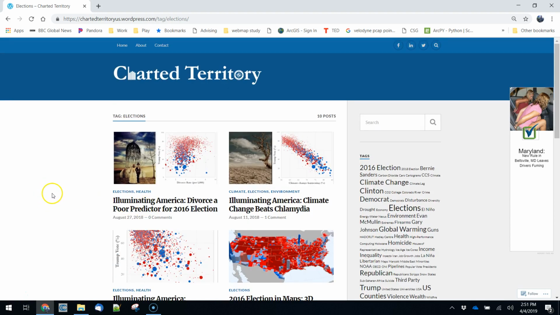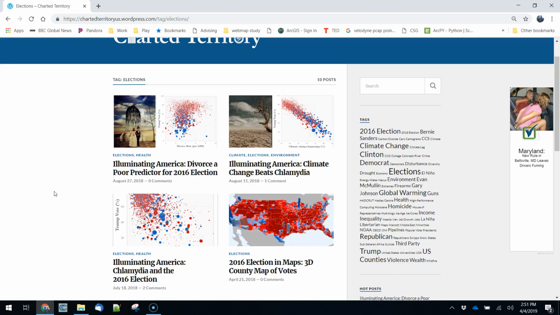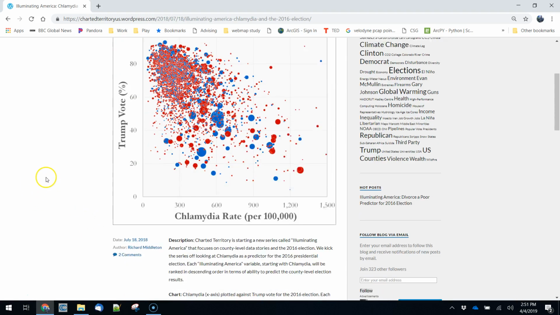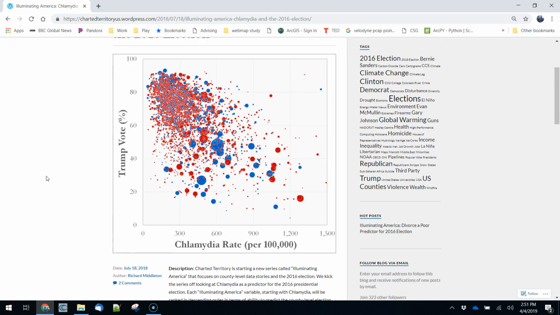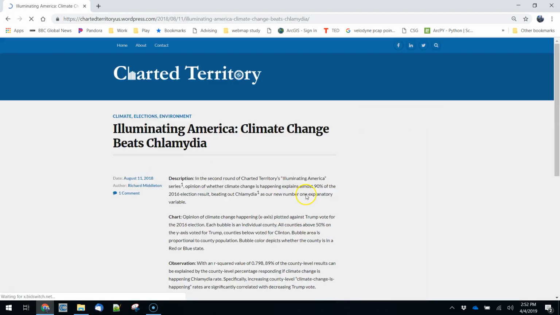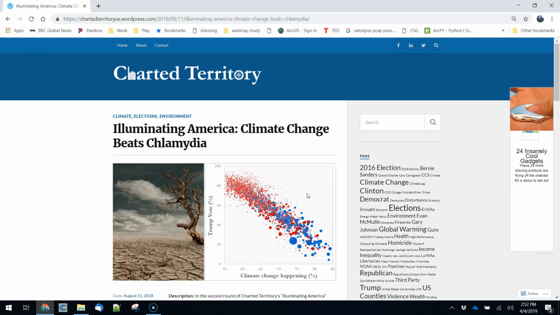We're just going to take one. It doesn't really matter which one. I'm going to pick this one. This is Illuminating America, Chlamydia, and the 2016 Election, and in fact, he references this post a fair bit. What he's got here to start with is a scatter plot, right? He's got a headline. Most of his headlines are stated a little bit more positively, in the sense that he's got a thesis that you can take home. In this one, climate change beats chlamydia.